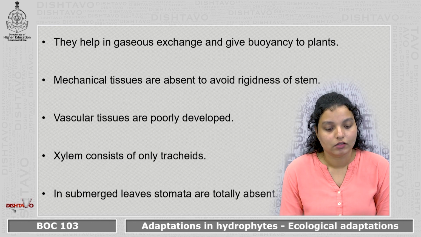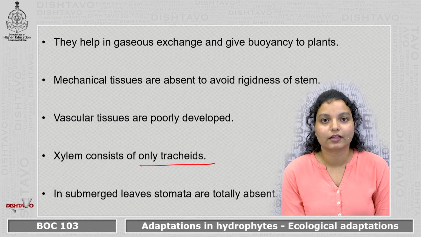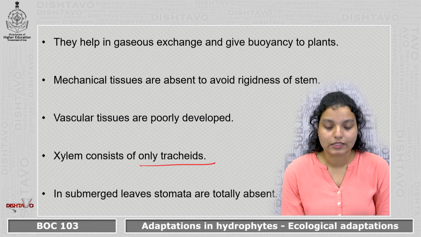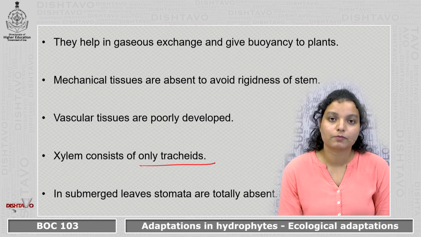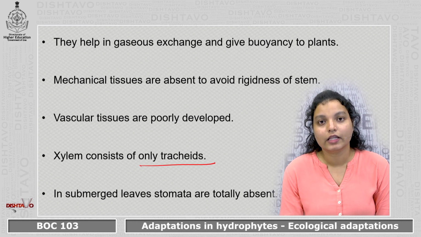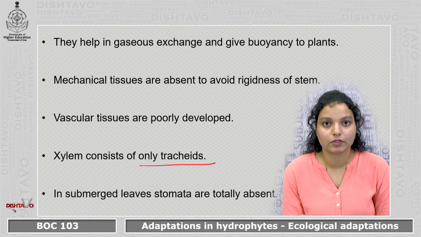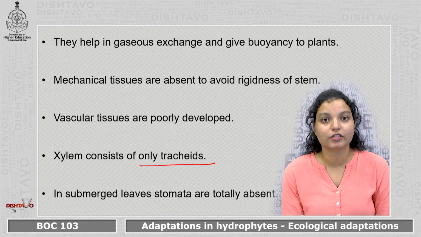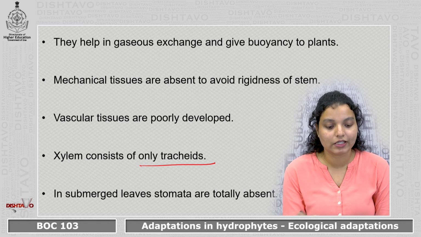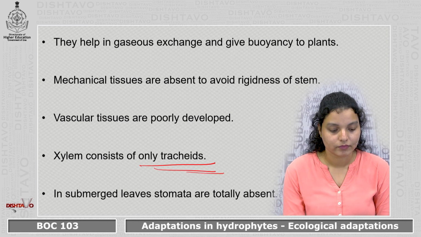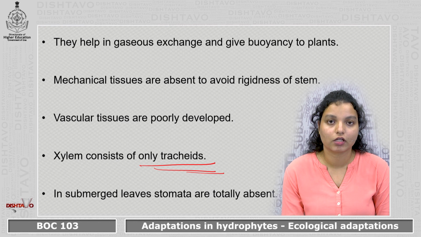But when it comes to hydrophytes, they consist of only tracheids. Why only tracheids? Because xylem helps in transportation of water and minerals, and these plants are already present in water, and they absorb minerals or nutrients through their roots and other parts of the plant. So they don't really require a very sophisticated xylem system. Instead of having vessels and parenchyma, it can survive on this component alone. In submerged leaves, stomata are totally absent, because stomata are more about exchange of gases.